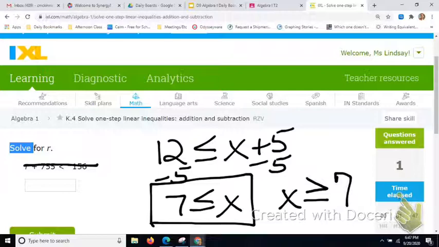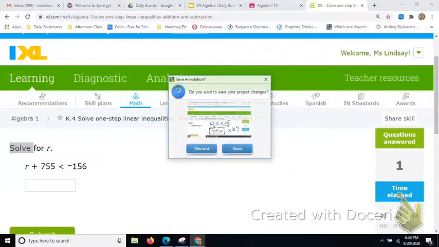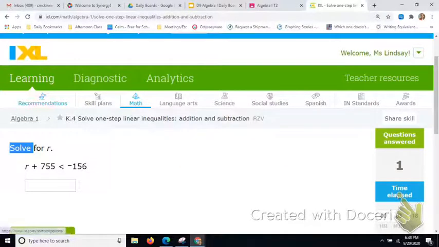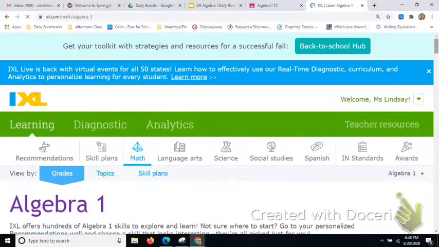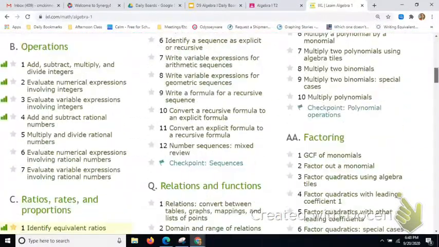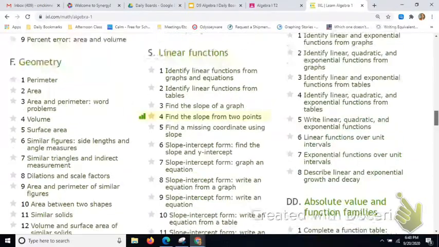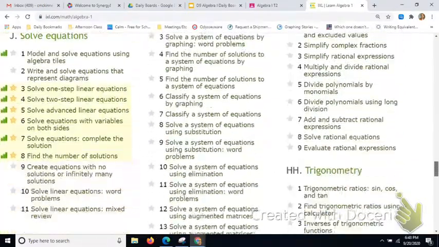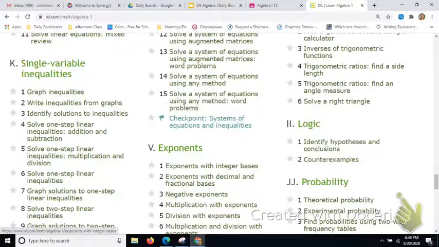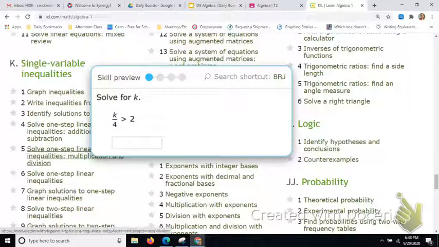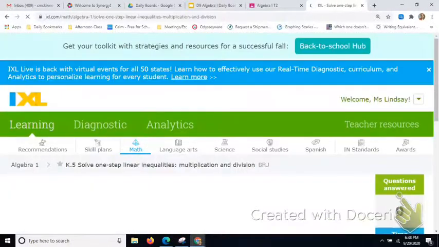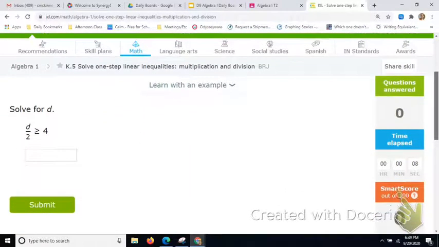So that's what is happening in K4. It's just adding and subtracting. Things should go pretty quickly, which is why you saw such a long list of lessons, because they should go pretty quickly, especially only going to 80. When you get into these multiplication and division ones, things will get a little more, I don't want to say tricky, but you do have to pay attention because of the negatives.